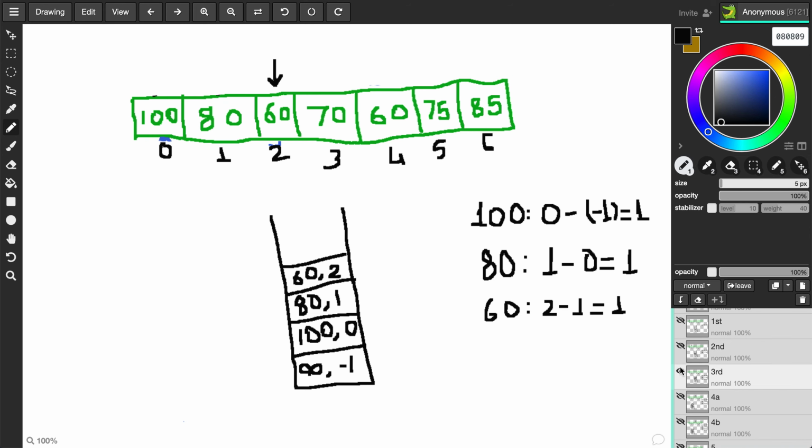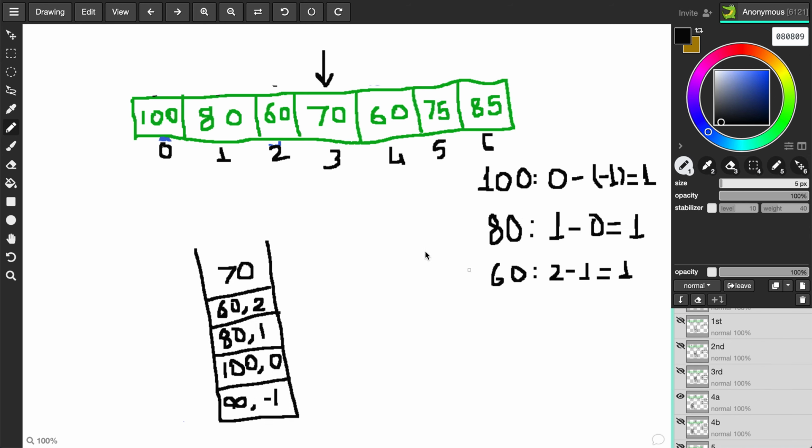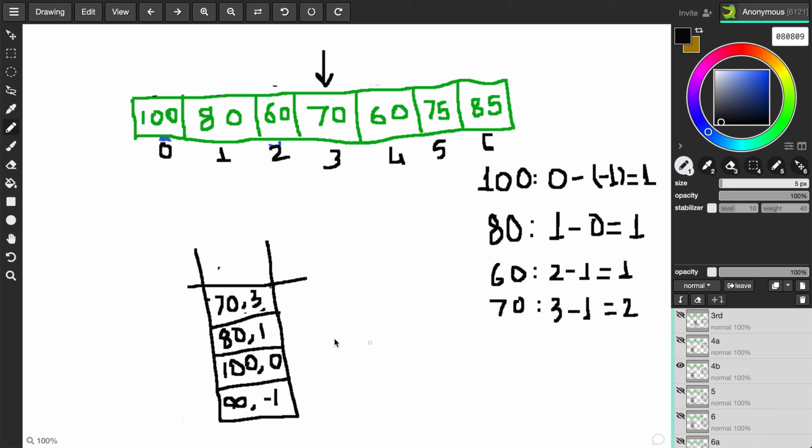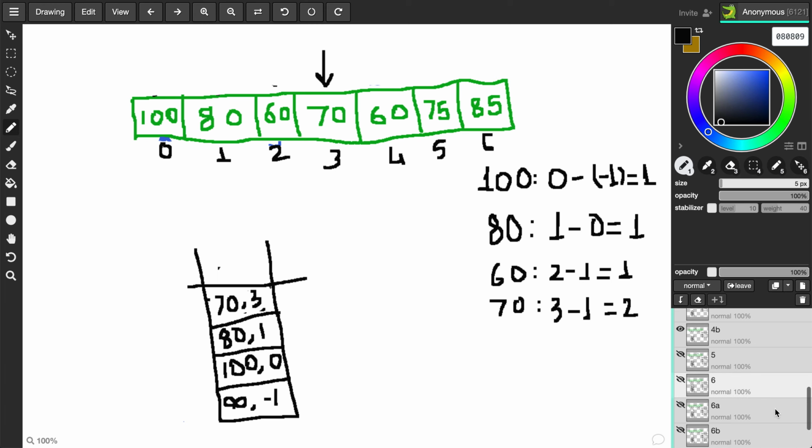Now we'll go to the fourth element, on the third index. Here we will compare, and we'll see that this is bigger than this value, so we are going to pop 60 out, and then we'll compare 70 with 80. Let's see how our stack looks. When we compare, we'll see that 80 is bigger than 70, so we'll just push this one here, and the answer for 70 would be 3, that is the current index, minus the top element's index, so it would be 2 in case of 70.